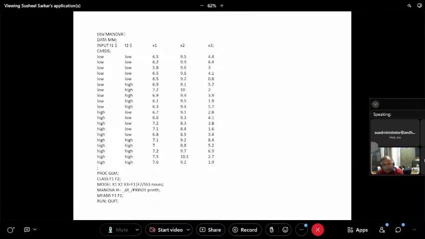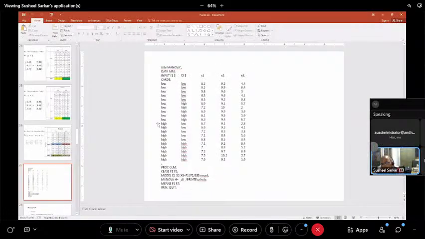So now we will see how we can do this data in R.